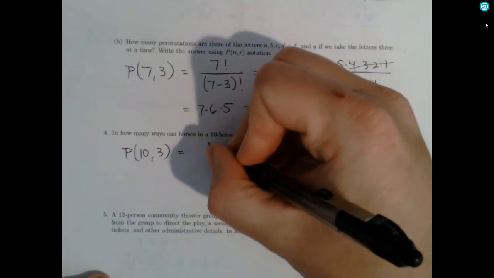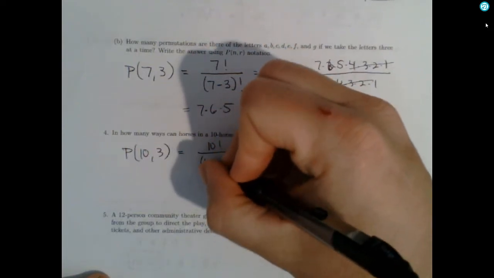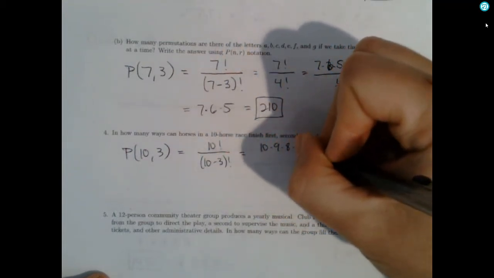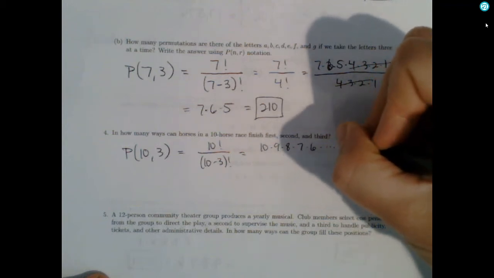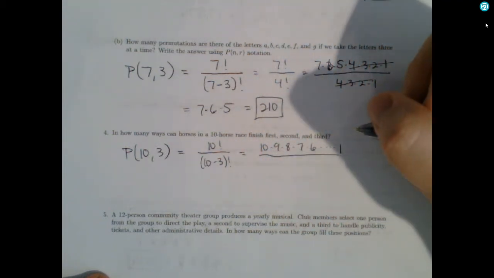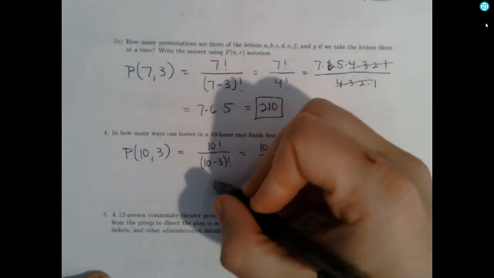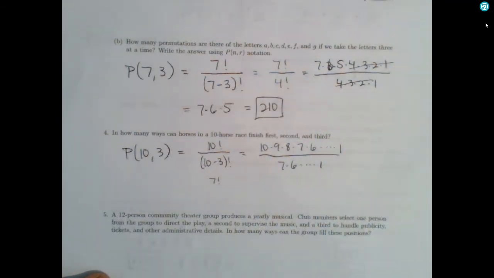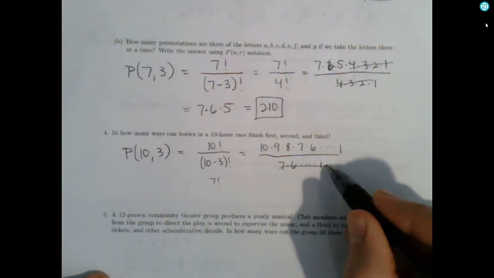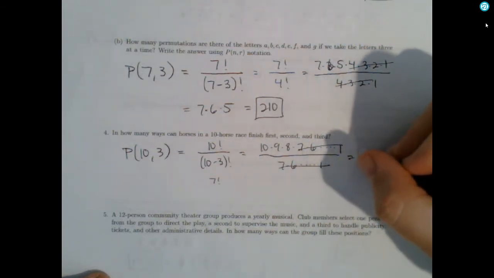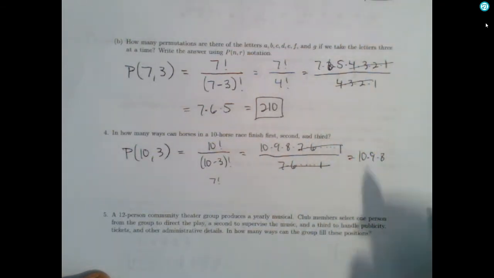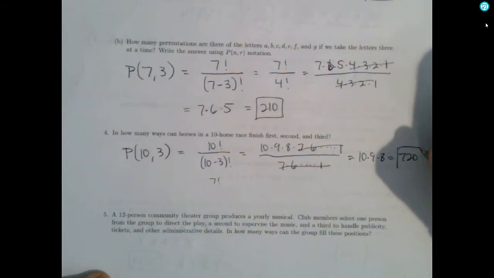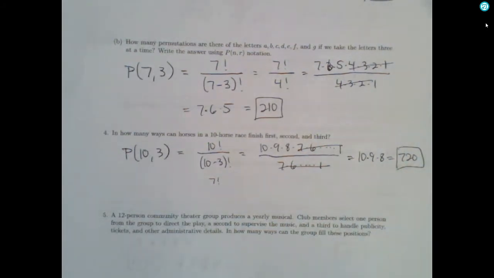So this is going to be 10 factorial divided by 10 minus 3 factorial. So that's 10 times 9 times 8 times 7 times 6 and so forth all the way down to 1, divided by 10 minus 3, which is really 7 factorial, so that's 7 times 6 and so forth all the way down to 1. I put the dot dot dots because I know this is going to cancel that and just leave me with 10 times 9 times 8. 9 times 8 is 72, times 10 would be 720 different possibilities.